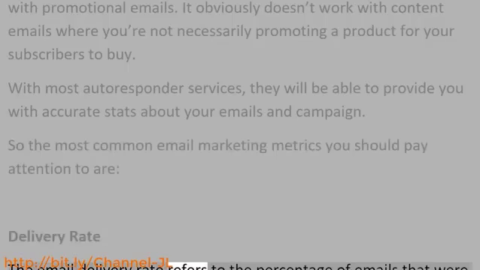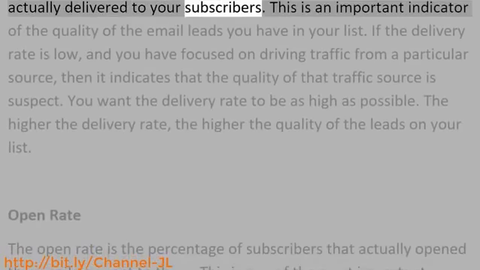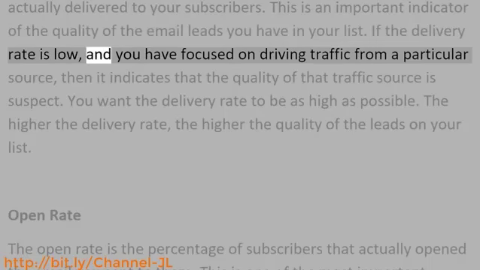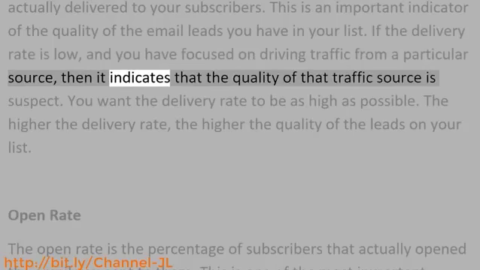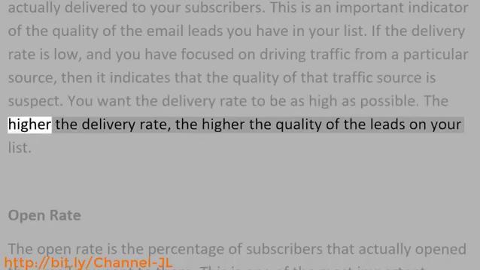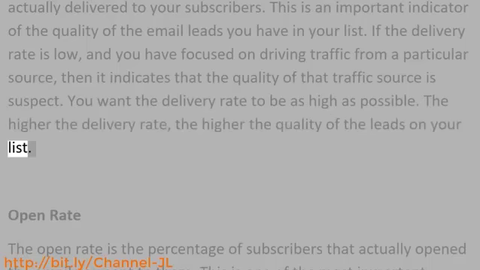The email delivery rate refers to the percentage of emails that were actually delivered to your subscribers. This is an important indicator of the quality of the email leads you have in your list. If the delivery rate is low, and you have focused on driving traffic from a particular source, then it indicates that the quality of that traffic source is suspect. You want the delivery rate to be as high as possible. The higher the delivery rate, the higher the quality of the leads on your list.